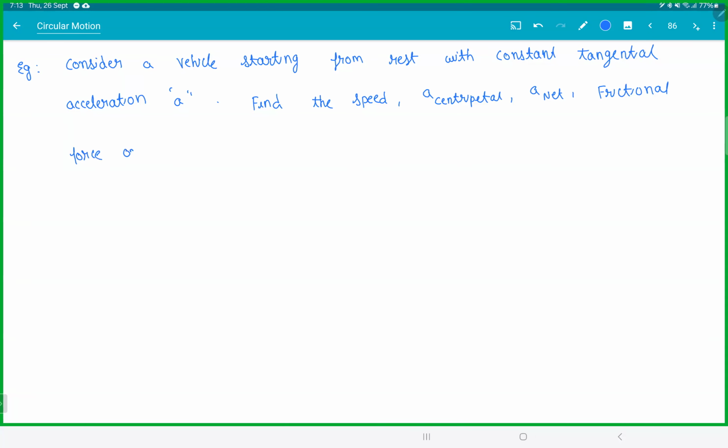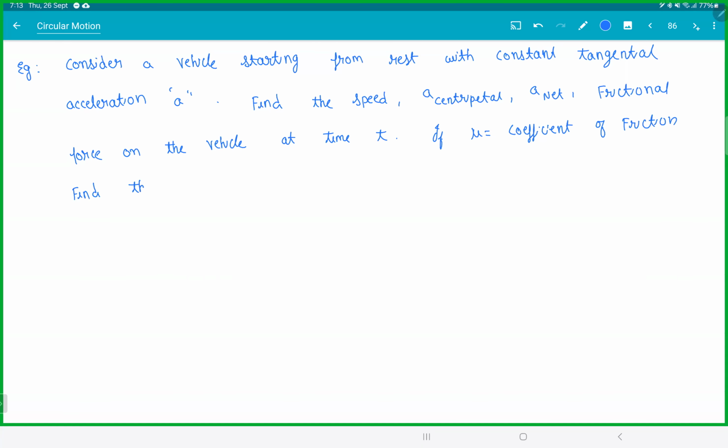If you're going on a circle, someone has to take you forward. So there is a frictional force which is helping you. Find the frictional force on the vehicle at time t. And if mu is the coefficient of friction, find the time when the vehicle slips.